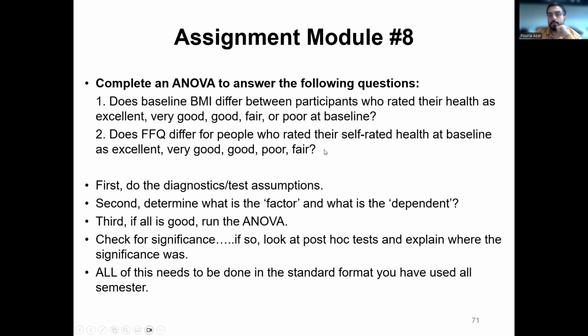For your assignment for this module, you have to complete an ANOVA to answer the following questions.